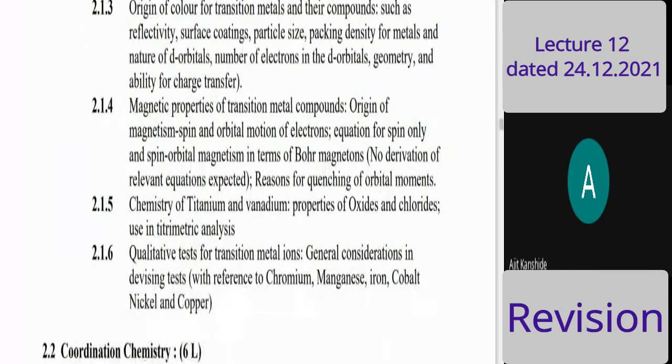Okay. Then 2.1.3, origin of color for transition metals and their compounds. Actually, I describe this point at the basic level. Be it any color, in any compound or in nature anywhere, wherever you find a color, there is a reason for the color. And you know that reason. What is the reason? Color is due to absorption of electromagnetic radiation in the visible region. Visible for us, human beings, the range of visibility is from 380 nanometers to 760 nanometers. So we say that range is the visible range.